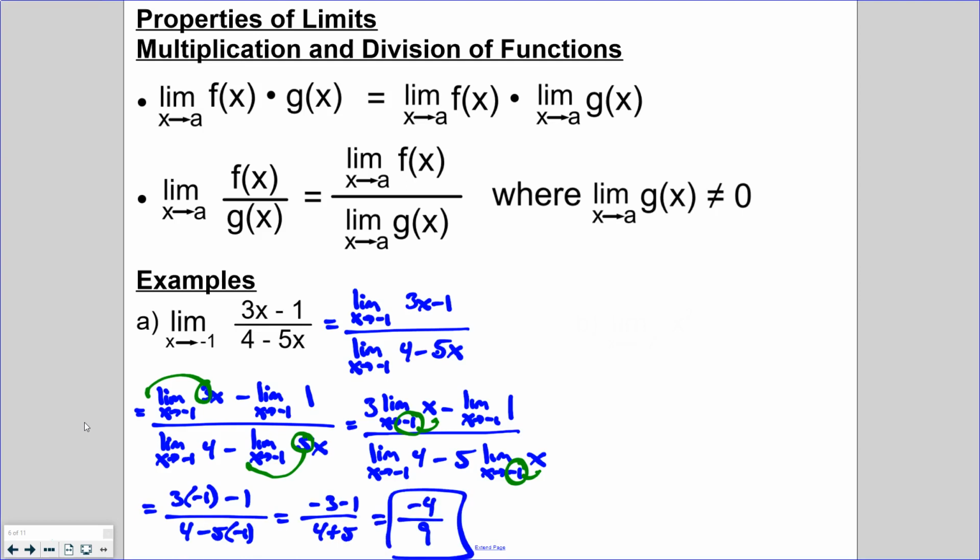as our final answer. So as you can see, these properties just keep compounding on each other, and we need to keep looking backwards in order to break down the limits as far as we possibly can until we can get this numerical value.